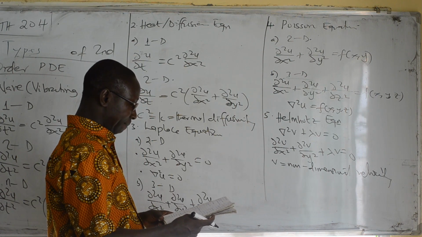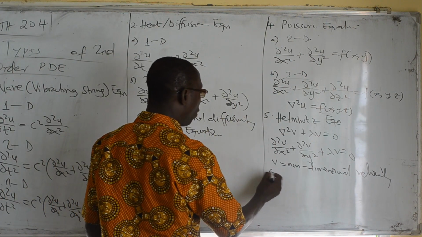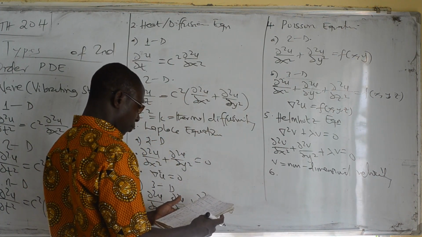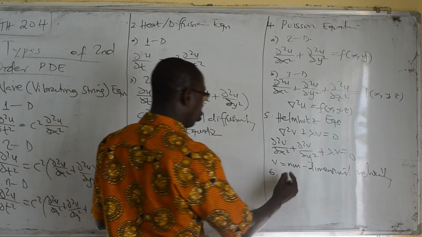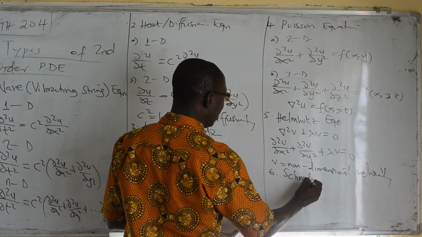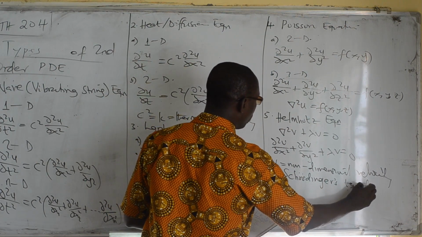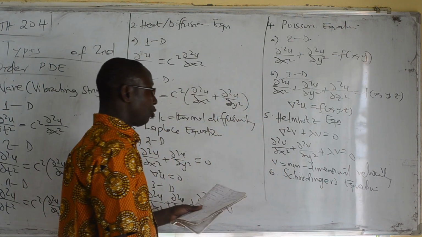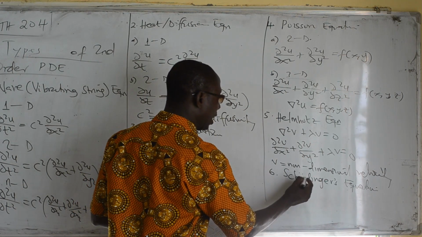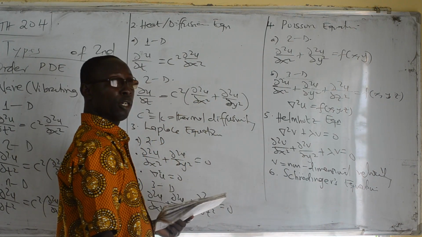Then there's a 6th one. I'll let you go and look for it. Then I'll write a 7th one for you. The 6th one is Schrodinger's equation. It is normally found in quantum mechanics. Schrodinger's equation. Okay, so you go and look for Schrodinger's equation.